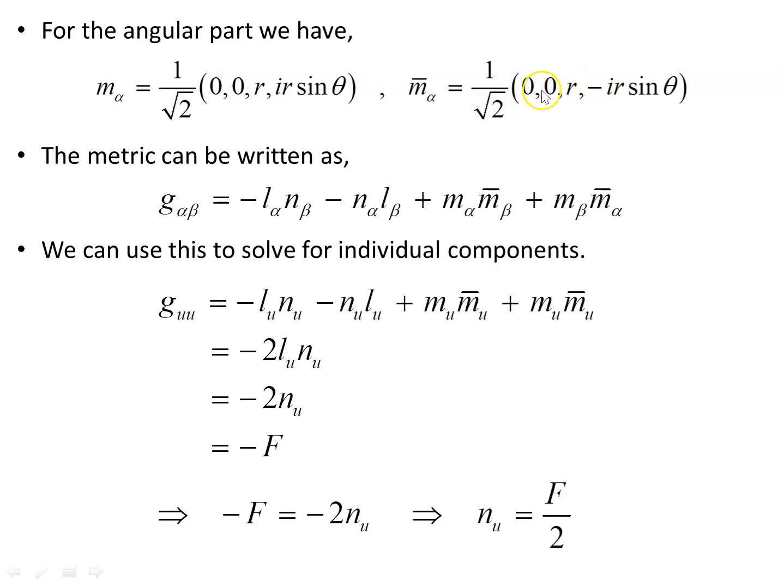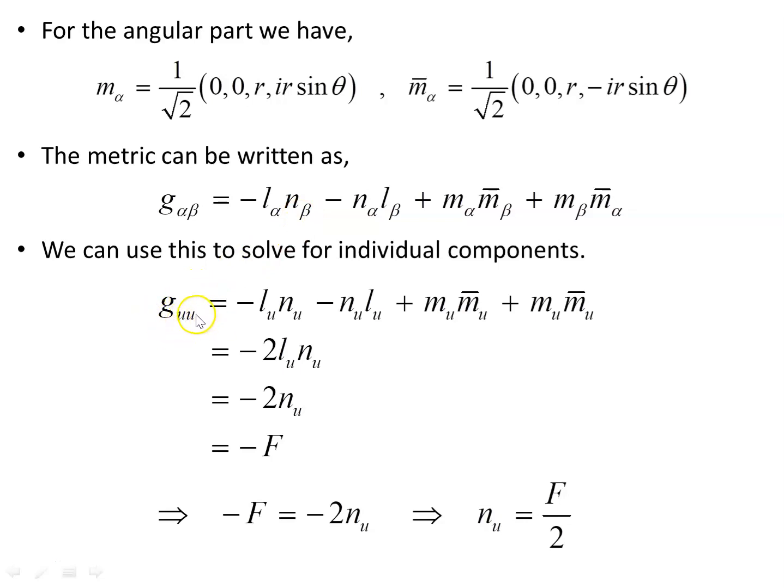So that's convenient that way. Now, what we need to do is find out what n is. We've got L, we've got the m's, both m's. We just need to know what the n vector is. So what we do is we go to the metric in this form here, and we're going to plug in some information and solve for the components n beta. So we solve for the individual components.